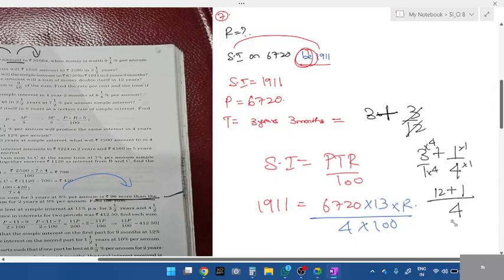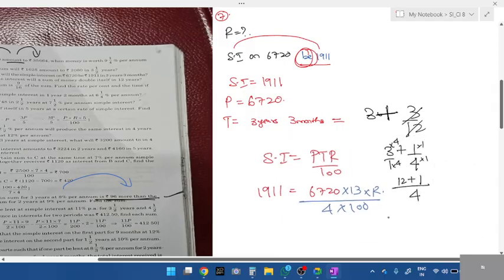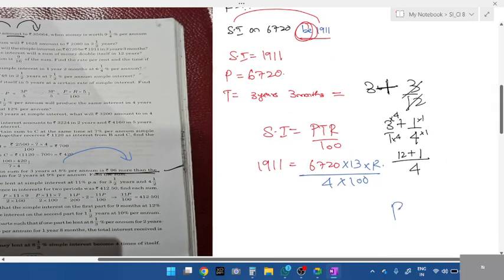Then how do you find rate, students? How do you find rate? Let R be on the right hand side as it is. What happens to 4 and 100 if it goes to the other side? It gets multiplied. Very good. And the other number? 6720 into 13. Yes, complete this. Reduce. Find the answer.